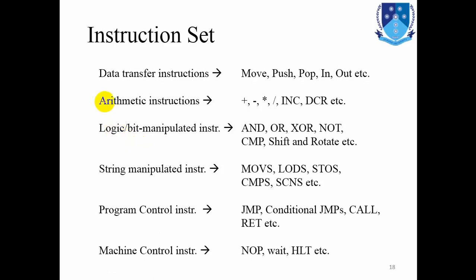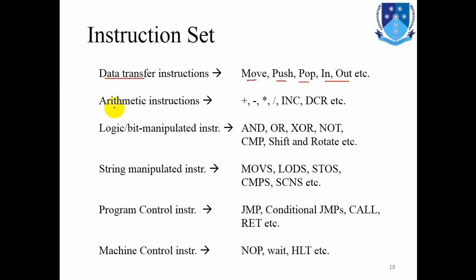The first group includes all those instructions which are used for the movement of data or the transfer of data. So that's why they got the name of data transfer instructions group. For example, the move instruction, the push and pop instructions used with the stack memory, the in and out instructions which are used with the IO devices, etc.